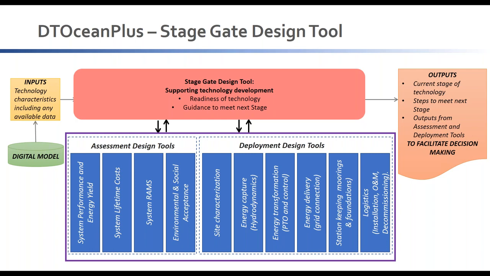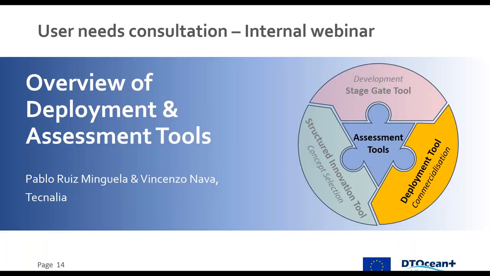And as you get to a later stage, the design deployment tools, which we'll hear about next from Tecnalia, are more likely to be used at these higher TRL levels. So that could be the site characterization, the energy capture, and the energy transformation and delivery up into the logistics. Whatever combination of tools are necessary to make a decision, the stage gate design tool will feed information into and take information from in order to indicate the readiness of a technology and to ultimately facilitate decision making. And then finally, with this digital model, all the information that's produced would feed back in so that all the tools can communicate with each other.